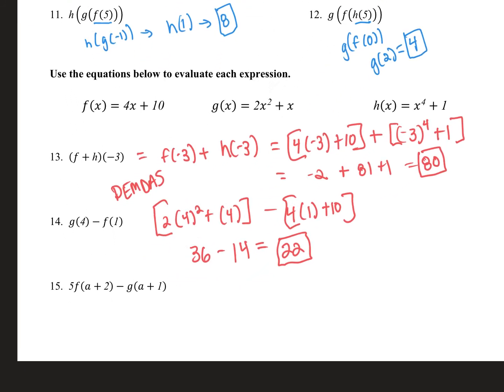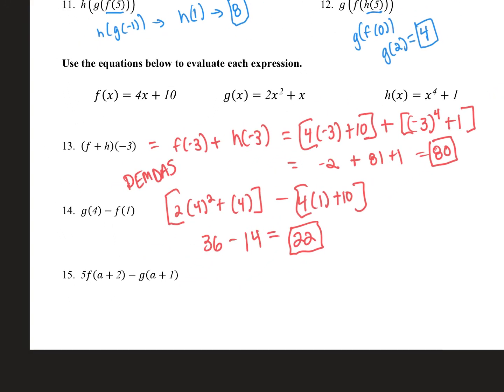All right, and our last one, number 15. We have 5 times f of a plus 2. That means I'm plugging a plus 2 in for x. So 4 times a plus 2 plus 10, minus g of a plus 1. So g is 2x squared plus x, so it's 2 times a plus 1 squared plus a plus 1. Let's clean this up a little bit. So we have 5 times 4a plus 8 plus 10, which is 4a plus 18, minus 2.